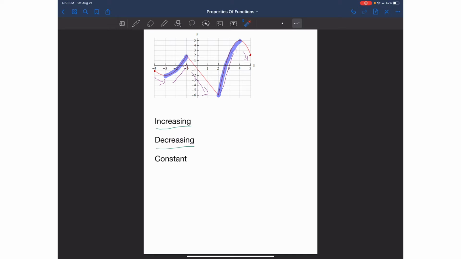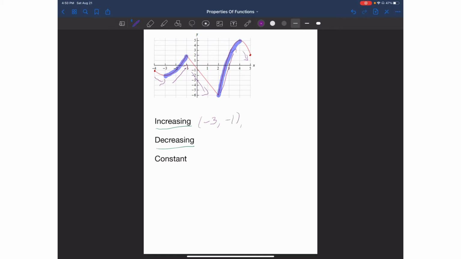When we do increasing or decreasing, we always use parentheses. You will see why in a little bit, because this point is part of both the increasing, but it's also going to be part of the decreasing. So you can't say that it's increasing and decreasing at the same time, so we just exclude it completely. You will learn a little bit more about it in calculus and how to find it. But for now, we're always going to use parentheses for increasing and decreasing. So again, I'm going to start increasing at x equals -3, and then I'm going to stop increasing at x equals -1.